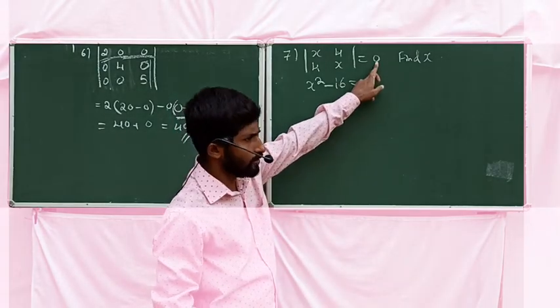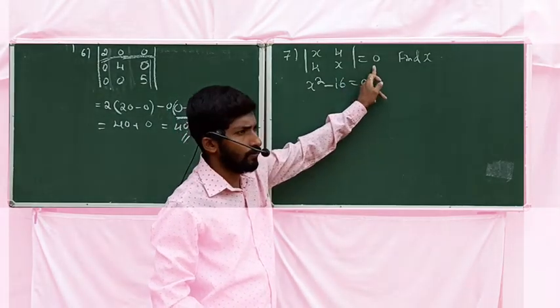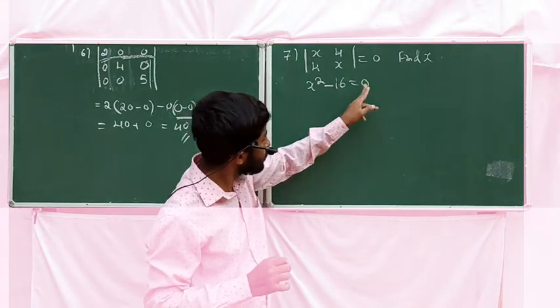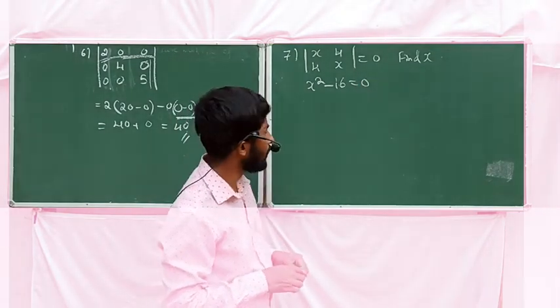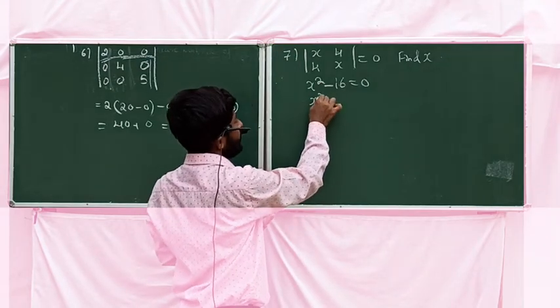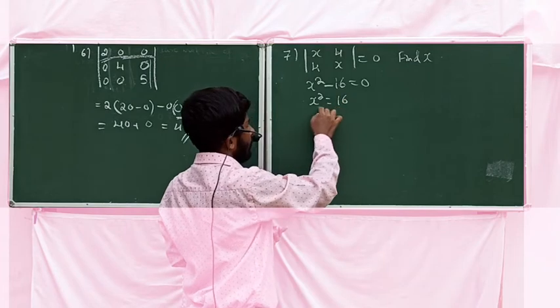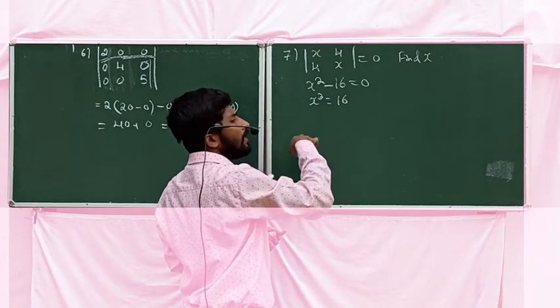It's not a matrix. Why? It's a determinant. Okay, definition itself says determinant is a real number. So it's a real number 0. Okay. Now x square, shifting minus 16 to right hand side, you will get plus 16. x square is equal to 16.